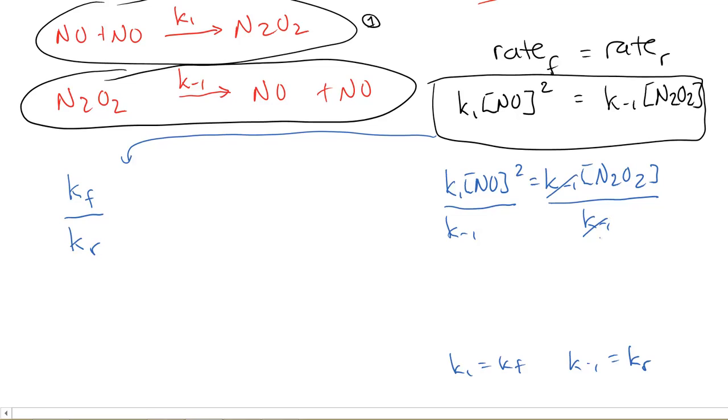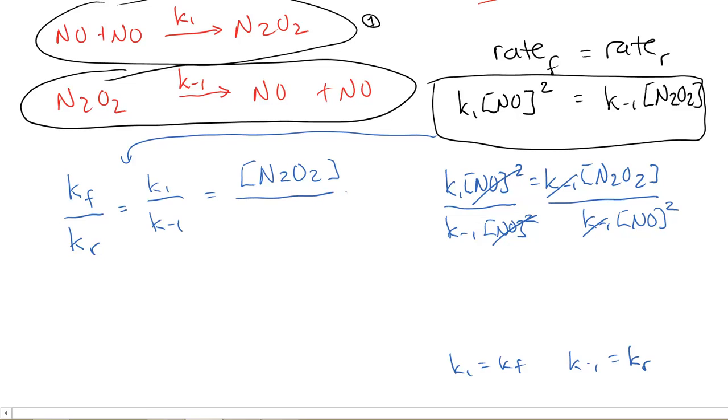And of course you see that those cross out. But I'm going to do one other thing. I want to isolate my K forward over my K reverse. To do that, I need to get rid of my NO squared, so I'm going to divide both sides by NO squared. And here we see those cancel out. So when we're finished with this little bit of algebra, we find that the forward rate constant divided by the reverse rate constant is equal to the concentration of the products divided by the concentration of the reactants raised to their stoichiometric coefficient.